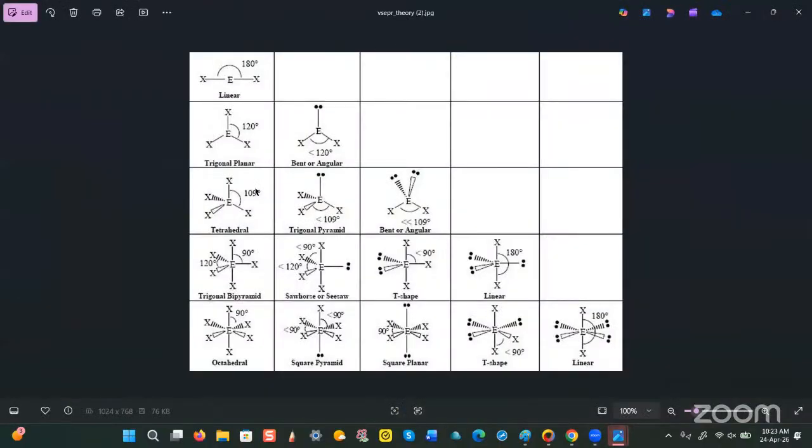Okay, so this is a chart here that you're going to use to help you to predict the shapes of molecules. And for all purposes, I'm only going to focus on this region right here that I'm circling. So we won't be dealing with molecules where all these here would apply.